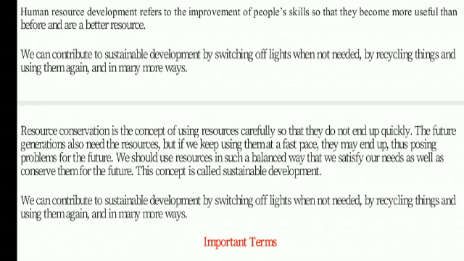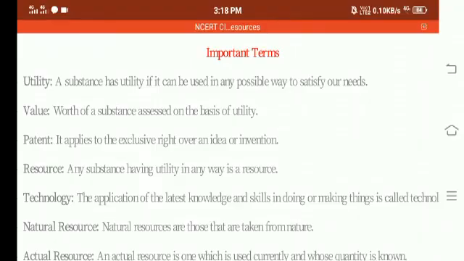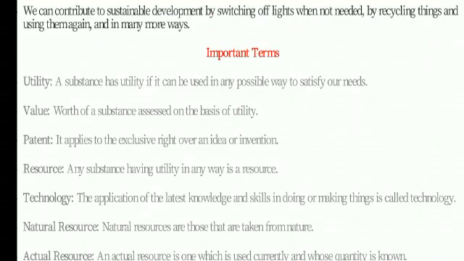This concept is called sustainable development. We can contribute to sustainable development by switching off lights when not needed, by recycling things and using them again, and in many ways. Here I have given some important terms which are very useful.